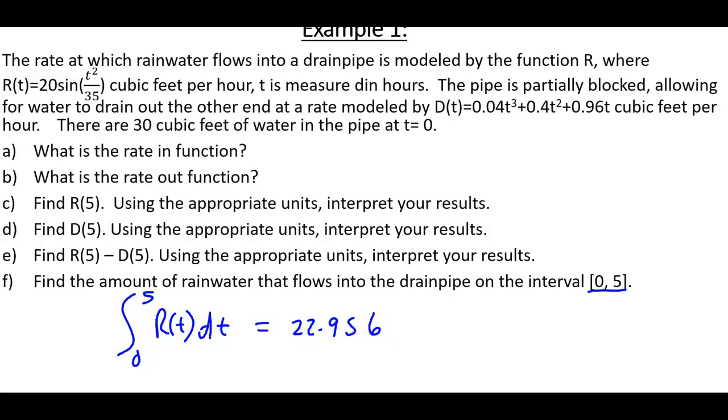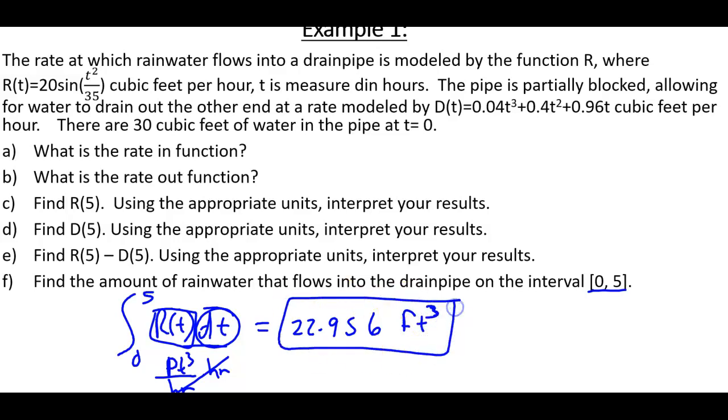Now, 22.956 what? Well, as you guys remember, the units for R of t was cubic feet per hour. But since we're integrating it, that means you're multiplying it by a time factor, and so those cancel, and so there's your answer. It's just cubic feet now. When you integrate it, you lose the time factor. So that's the amount of water that flows into the drain pipe from the 0 hour to the 5th hour. So over a 5 hour period, it added in that many cubic feet of water.